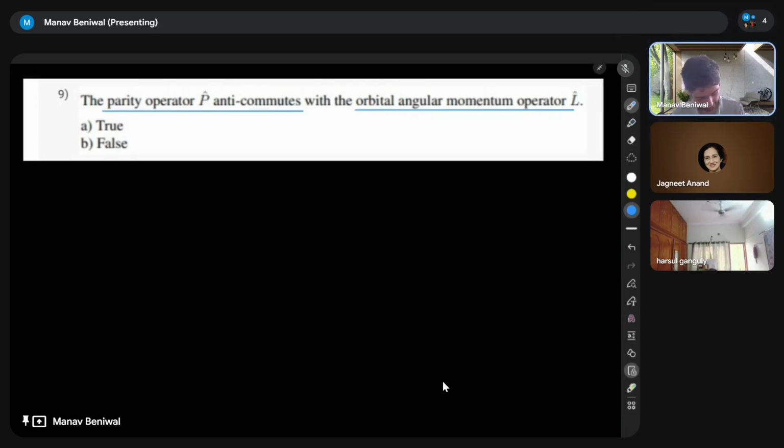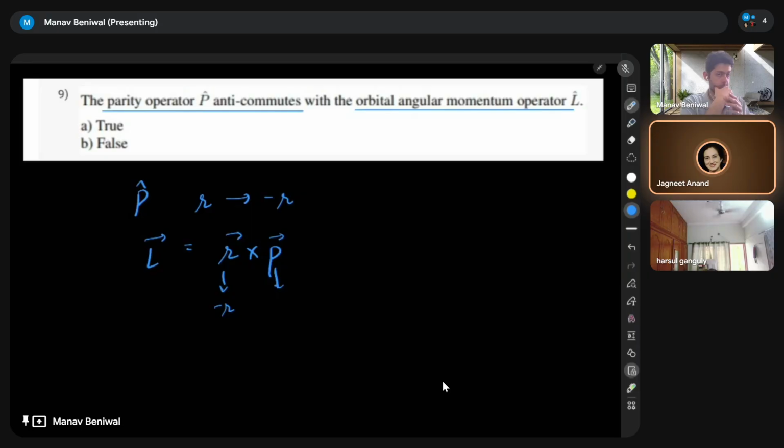So let's rewind. We know that P will change R to minus R, right? This is what P does. Now, how can we write our angular momentum? As you said, it is a vector. So in terms of R, we can write it as R cross P. Now, what happens to R? We already know that it changes to minus R. And what happens to P? Will it remain the same, or will it change its sign?